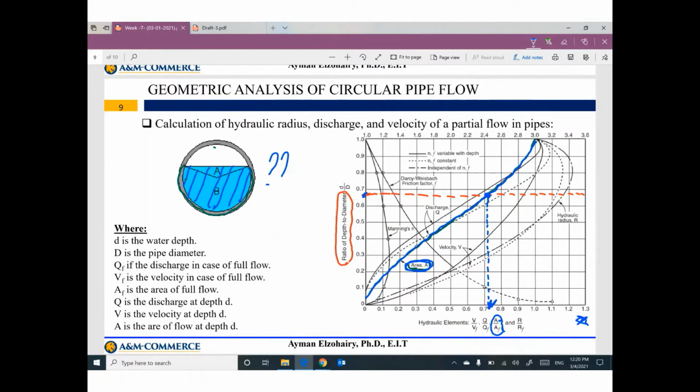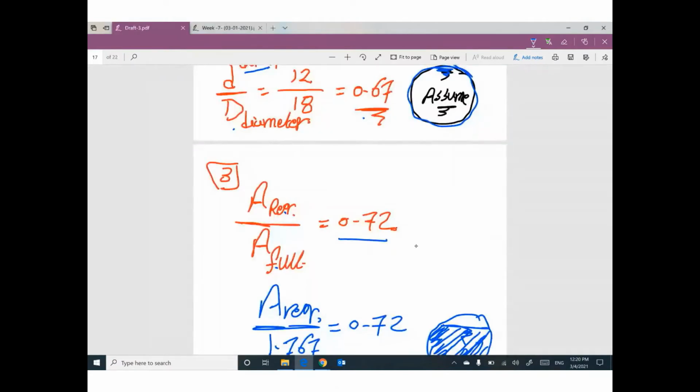One of you will say, hey, why does this number 0.72 not represent this ratio or this ratio? Why did you choose area divided by area? For one simple reason: because I used the curve for area. So this number 0.72 represents the ratio between area and the area full. So the final conclusion: area divided by area full equals 0.72.